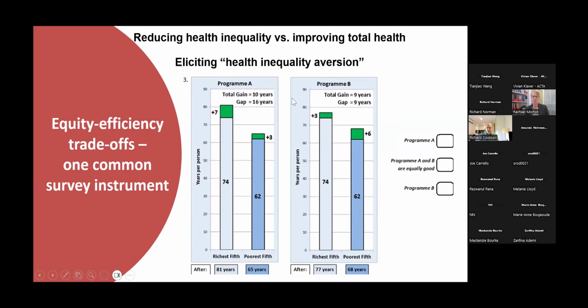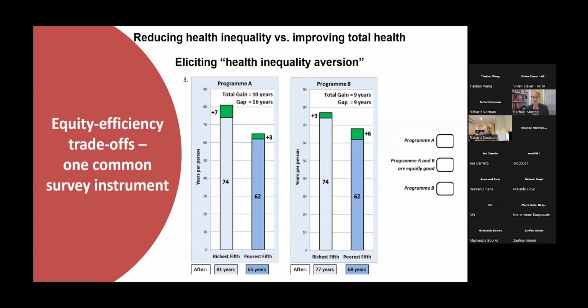That's where you get your trade-off. And so you start with a question like this: which would you choose? And then gradually, if people say, well, I'll choose program B because that reduces health inequality, then you start making program B less and less efficient, and benefiting the poorest or most disadvantaged group less and less, until you reach a sort of indifference point, a trade-off point. And that trade-off point is what effectively gives you how much you care about reducing health inequality versus improving health.